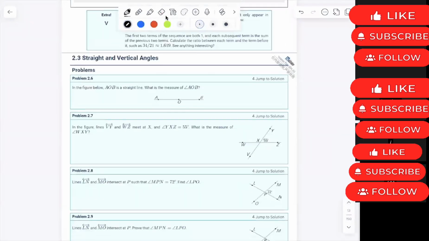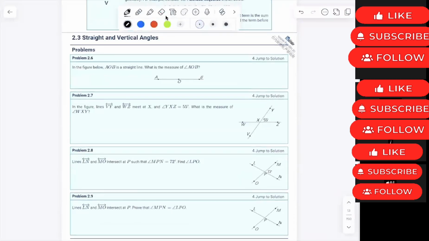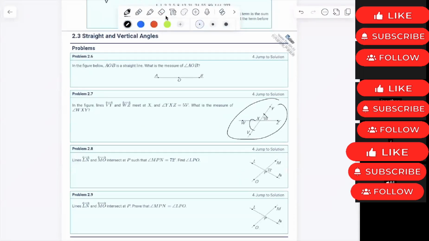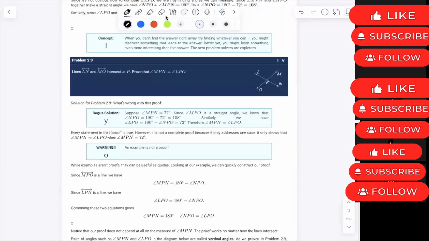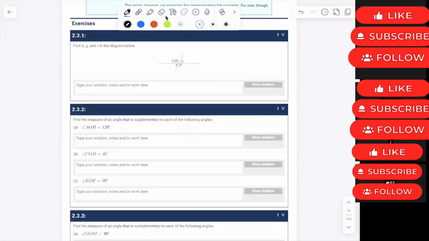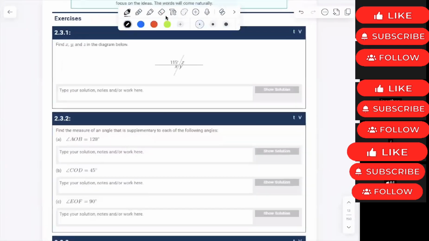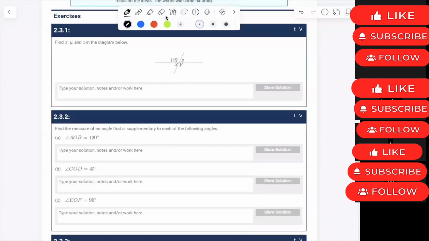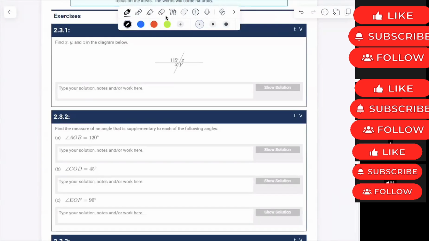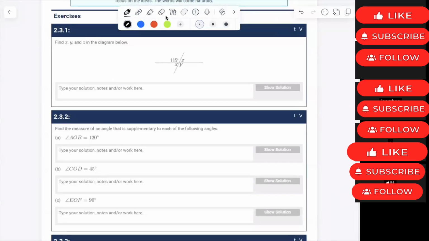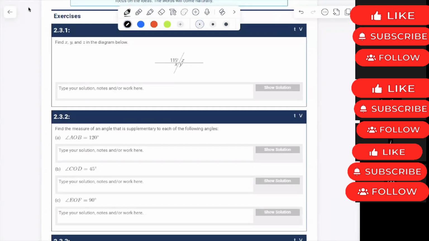These are talking about straight angles and vertical angles. These are vertical angles: opposite angles are the same. And a straight angle is just 180 degrees. I'll let you have a try on exercises 2.3.1 and 2.3.2. I think these are pretty simple. I think you should be able to do these.